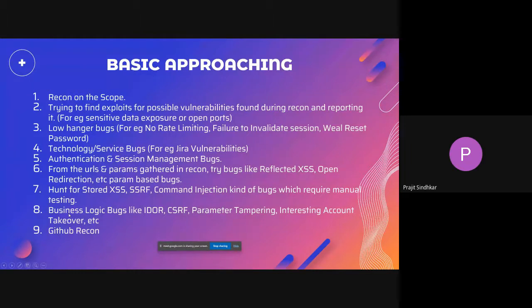Afterwards, I test for business logic bugs like IDOR, CSRF, parameter tampering, and interesting account takeovers, etc. Why is this last? Because this requires peace of mind and also proper observation and time to do that.